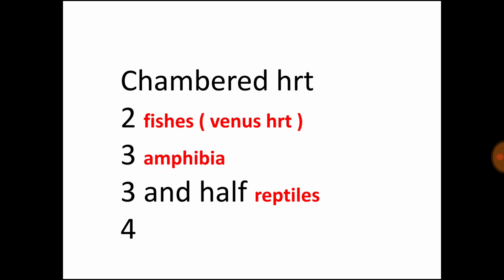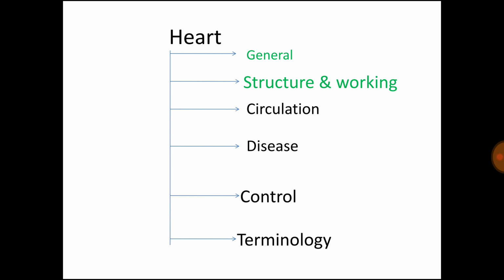The crocodile is a reptile, but it still has a four-chambered heart. So the exception, the crocodile, has a four-chambered heart, and mammals and aves have a four-chambered heart. Next, we're talking about the structure and working.